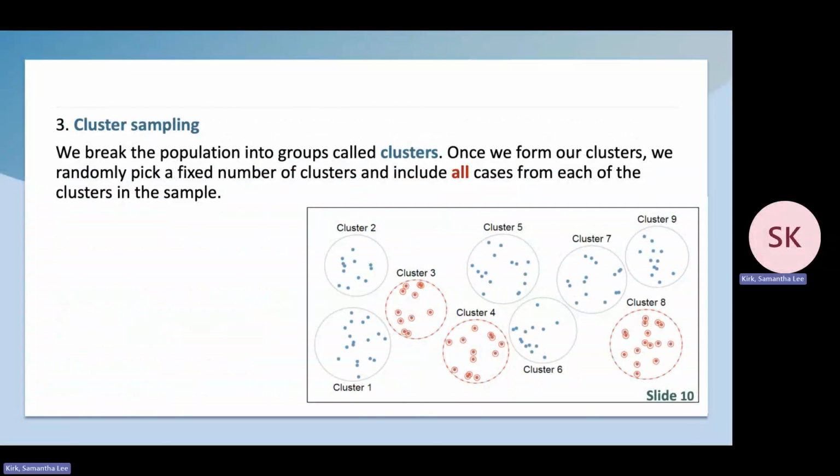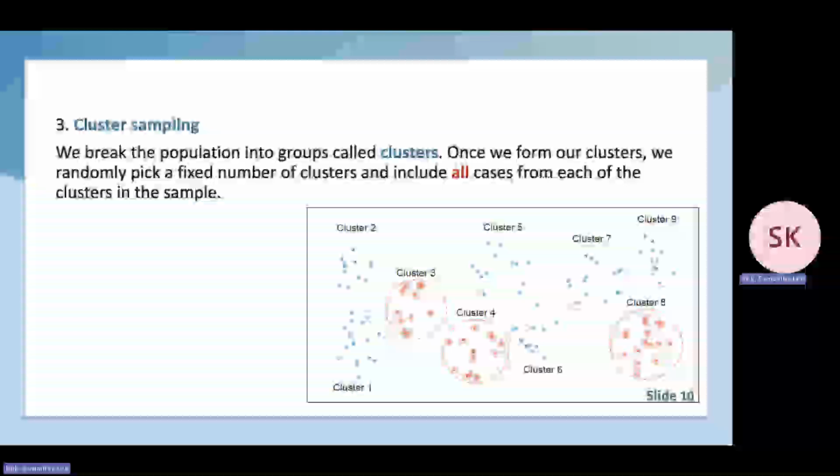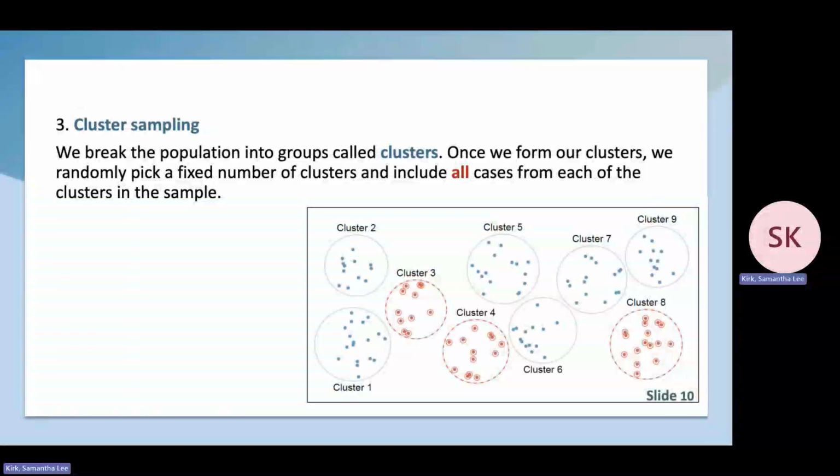The next type of sampling method we have is cluster sampling. This is where we break the population into groups called clusters. Once we form our clusters, we randomly pick a fixed number of clusters and include all cases from each of the clusters in the sample. So here in this picture, I have 9 clusters. I have a population, and what I'm doing is I'm breaking them into 9 pieces.